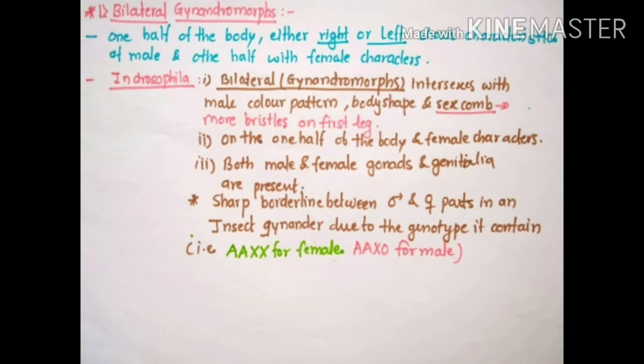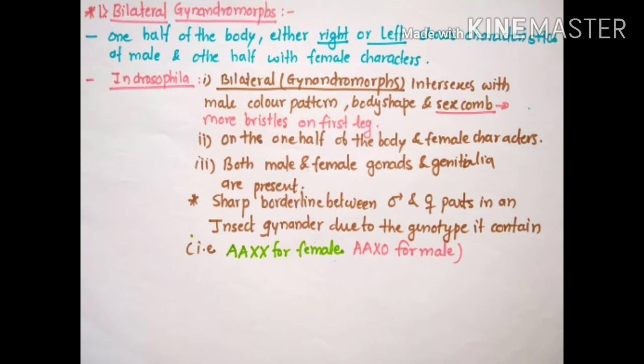So here that insect gynander is due to the genotype it contains, that is AAXX for female, AAX0 for male. This is the first type. That is, you observe the diagram of bilateral Gynandromorphus. That part showing the half part of female and half part of male.